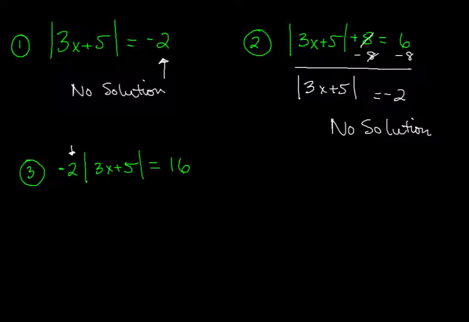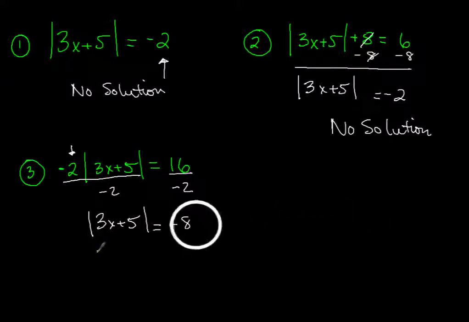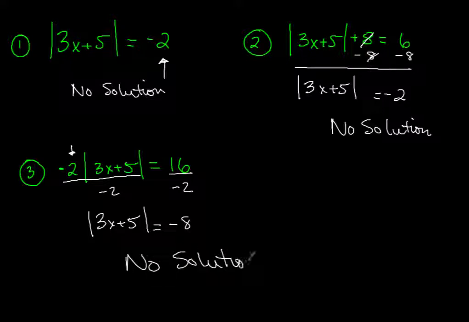When you do that, on the right hand side you'll get -8, and on the left hand side we'll still have our absolute value of 3x plus 5. Whoa, again, we've got an absolute value set equal to a negative number. So our answer is no solution. You don't have to do anything else other than write those two words, no solution. That's it, you're done.